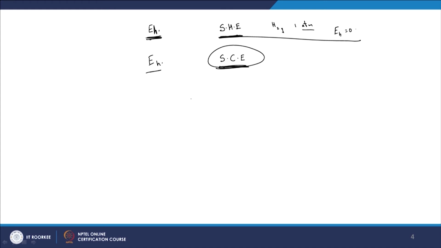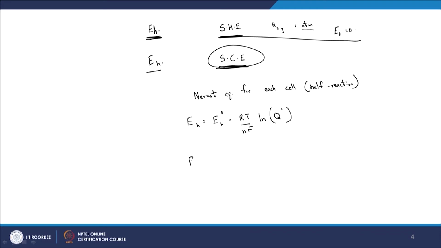Moving on, we come to a standard equation, which is the Nernst equation, for each cell or each half reaction. This is something people might understand once it's written down: EH equal to EH naught minus RT by nF natural logarithm of Q dash. Once we write this down, you should immediately be able to see the analogy with pE equal to pE naught minus 1 by n, n being the number of electrons being transferred, natural logarithm of Q dash.